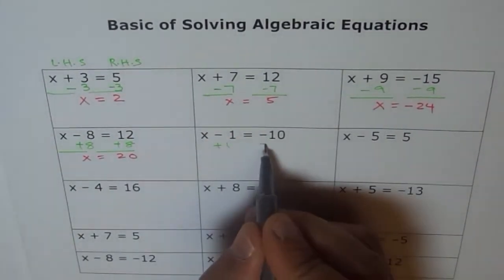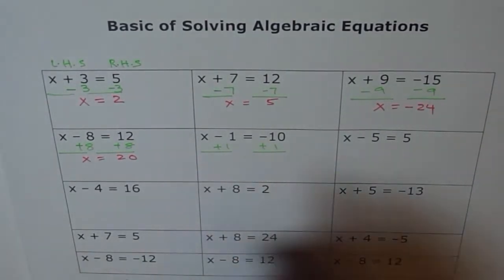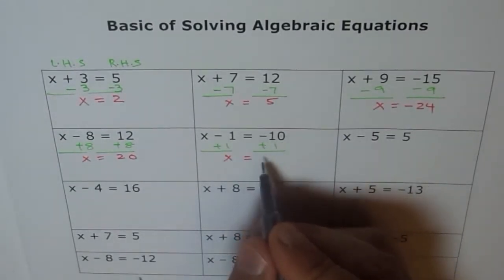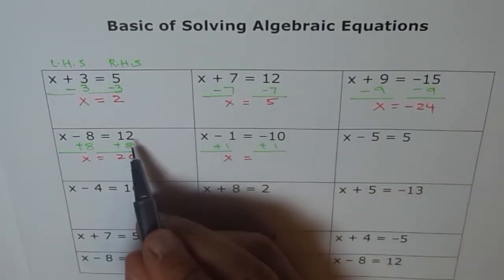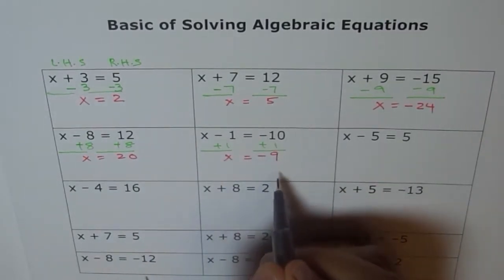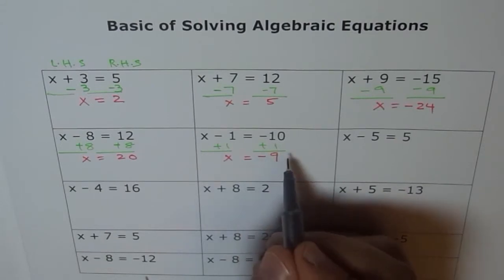Now here, what should you do? Plus 1. So what do you get? You get x equals to minus 10 plus 1. Now what is minus 10 plus 1? Minus 10 and then move 1 unit to the right. It is minus 9. Do you see that? Minus 10 plus 1 is minus 9, correct?